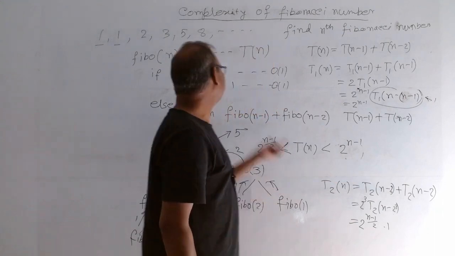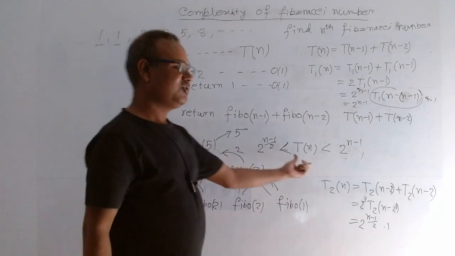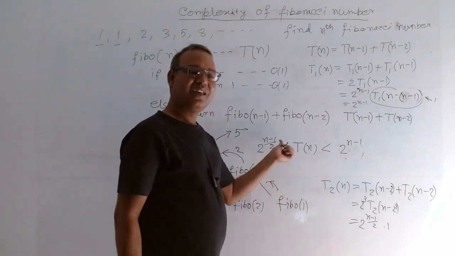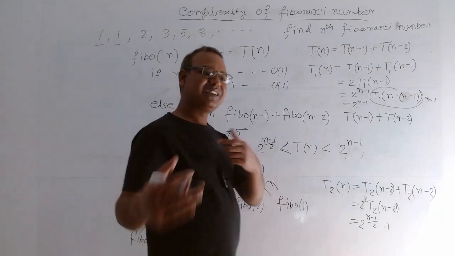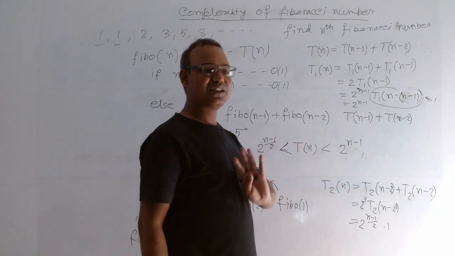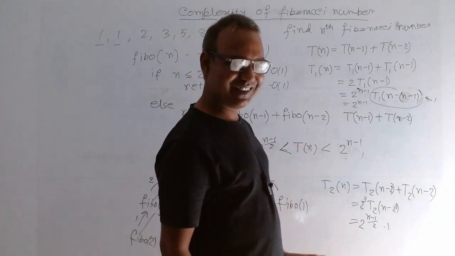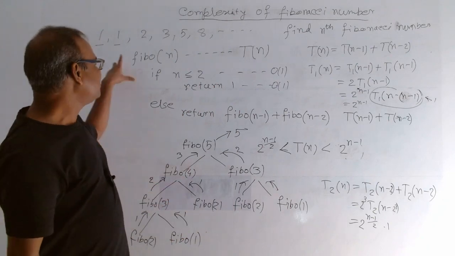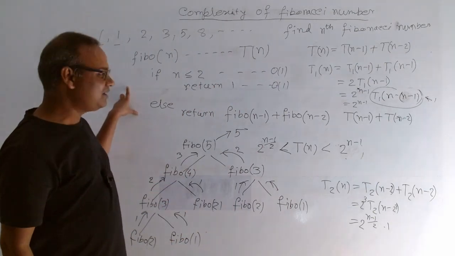So the complexity of this will be exponential, greater than 2 to the power n by 2, which is very large and computationally most inefficient. It will take a lot of time. So that is the recursive version of Fibonacci.